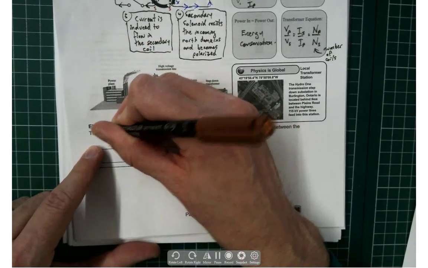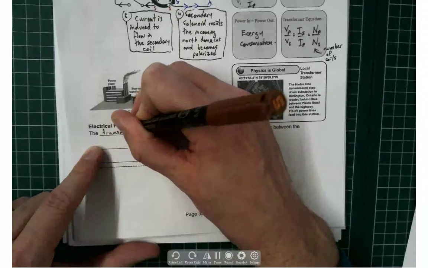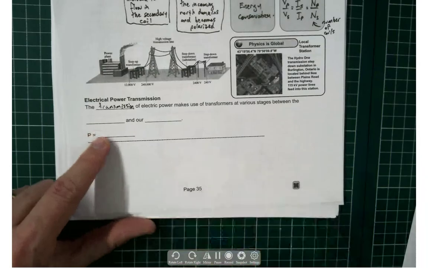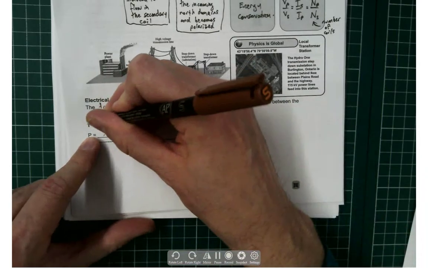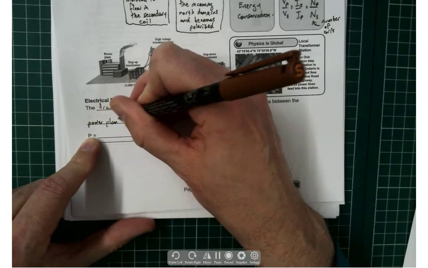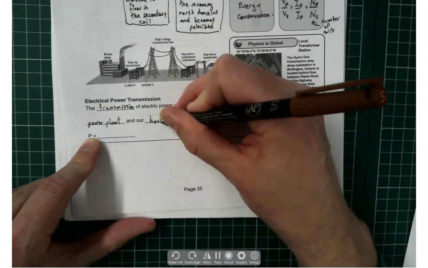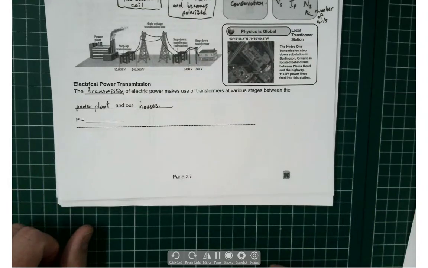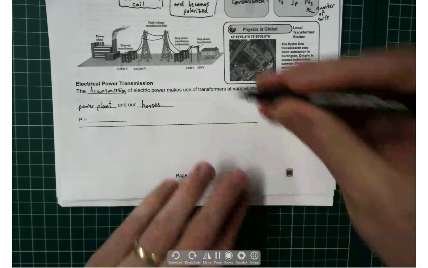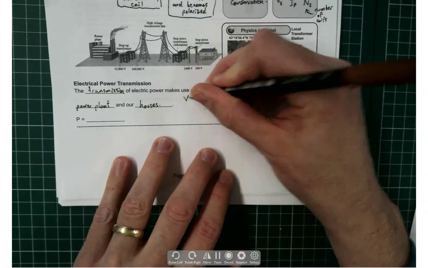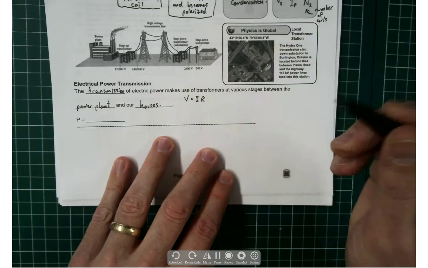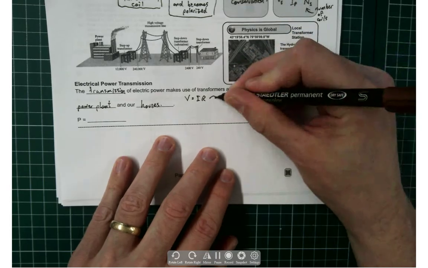Okay, so the transmission of electrical power. Transmission of electrical power makes use of transformers at various stages between the power plant and our houses. And to talk about why that's useful, we got to throw some equations at you, okay? Because it's really the language that we have to speak here. One equation that we know from years ago is V is equal to IR. Remember that one? Ohm's law? Yeah, that's an oldie but a goodie.